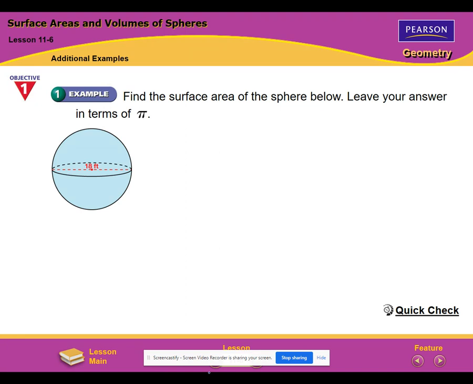It says find the surface area of the sphere and leave your answer in terms of pi. That 18 is clearly a diameter, so the radius is going to be 9. And our surface area is 4 pi r squared. The r is 9. Leaving our answer in terms of pi, all I have to do is square 9 and multiply it by 4. That would be 324. So our answer is 324 pi, and it is a surface area, so feet squared.